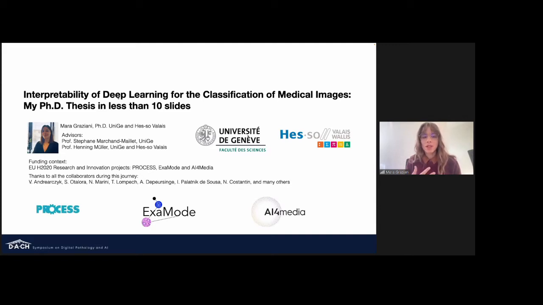The work was done under the supervision of Professor Stéphane Marchand-Maillet from the University of Geneva, and Henning Müller from the University of Geneva and HES-SO. This work was also funded by three European projects in the Horizon 2020 framework for research and innovation, which are PROCESS, XMODE, and AI4Media.